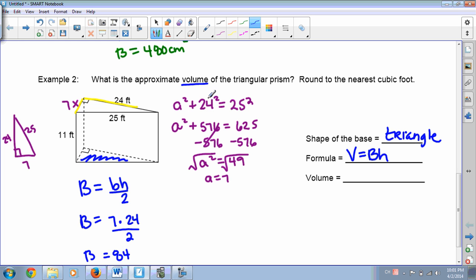Big B is 84. Okay, well, we have to continue on with our formula, big B times H. So big B is 84 times H. Remember, H is your height of the prism, not the height of the triangle that we just found. The height of the triangle we just found is 24. That's not the height of the prism. The height of our prism, remember, connects the base to the base. So this is our height, which is 11.